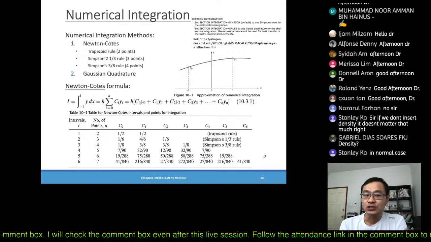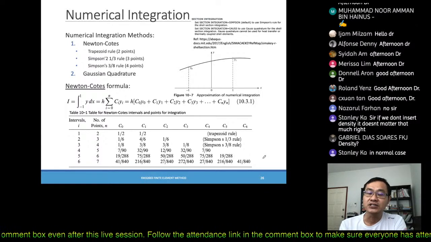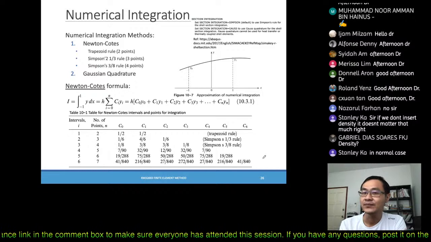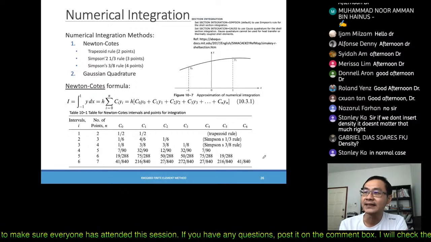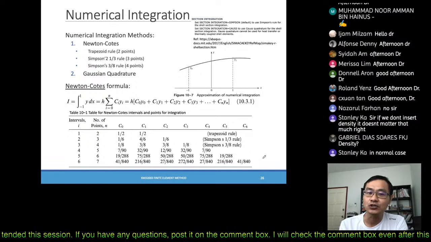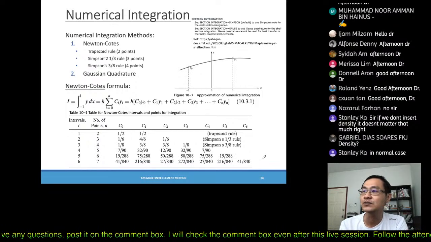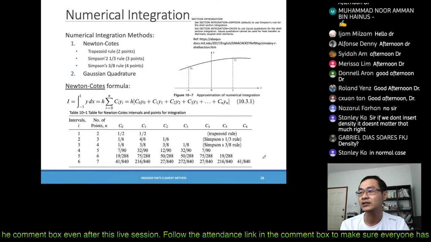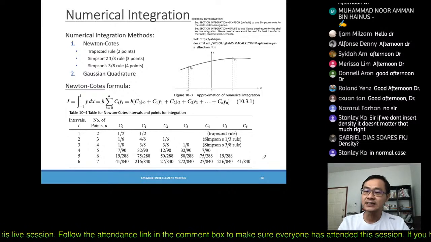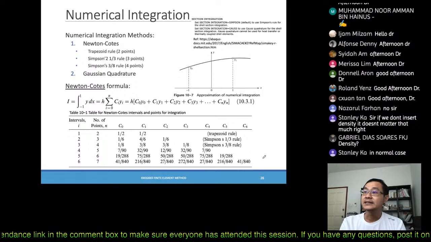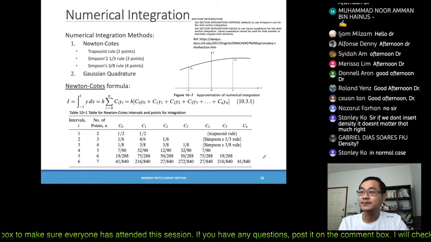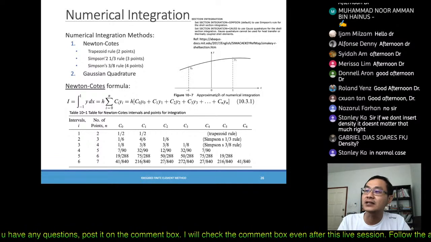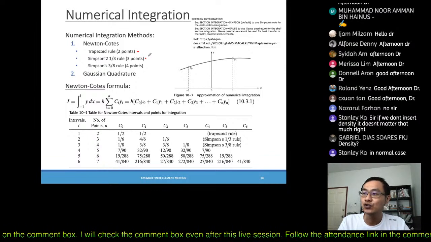So that will lead to what we call numerical integrations. I'm sure you may have learned this. I just re-highlight, there are two common numerical integration methods used in FEA software. The first one is the Newton Cotes, and the second one is the Gaussian quadrature. In this numerical integration method, we can divide the Newton Cotes into whether you want 2 point, 3 point, or 4 point.